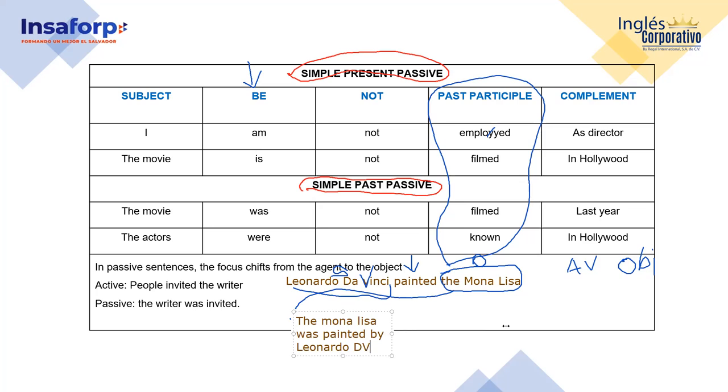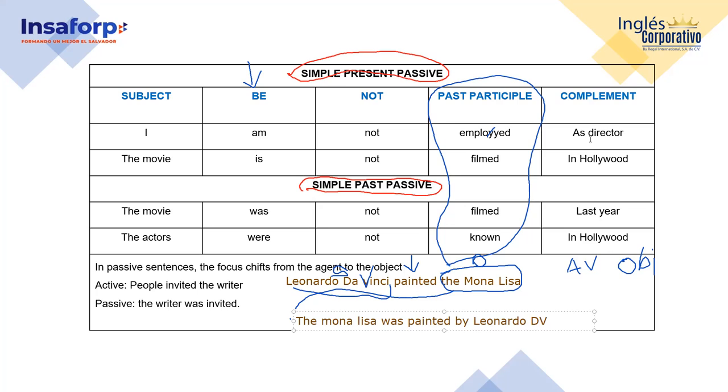The Mona Lisa was painted by Leonardo da Vinci. ¿Por qué escribimos ahora by Leonardo da Vinci? ¿Es Leonardo da Vinci important in this sentence? Yes. It is important. Porque es una obra de arte, entonces necesitamos saber who did it. So, that's why we say was painted by Leonardo da Vinci.